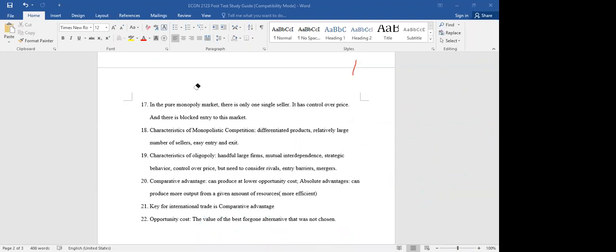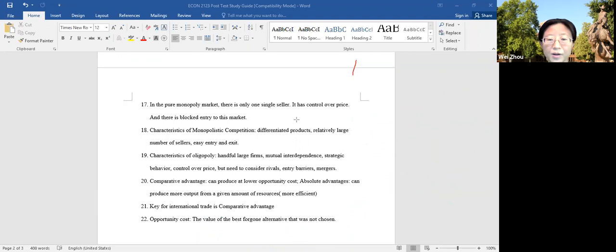Okay. So for pure monopoly, we said for this class, if you can understand the concept by drawing the graph, that will be best for you. For the pure monopoly market, you need to understand the characteristic. Pure monopoly means there's only one seller in this market. How can they be the only seller? They have to have a certain way to block other firms from coming in. And because there's only one firm in the market, you have total control on the price.